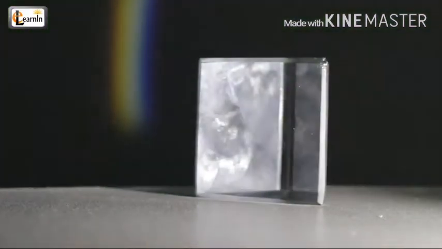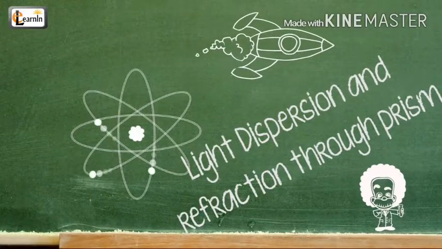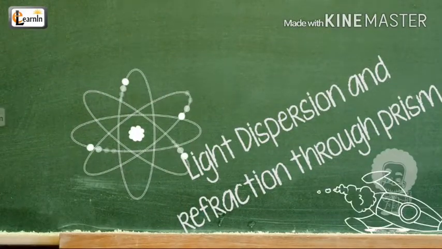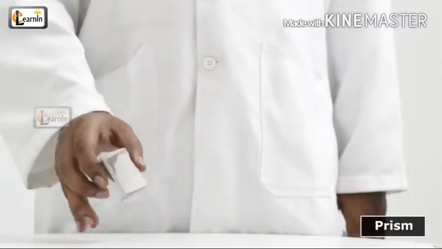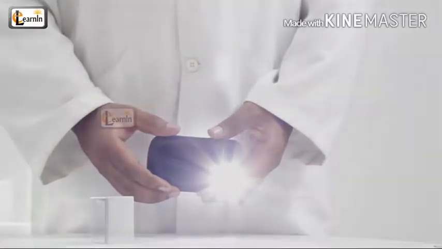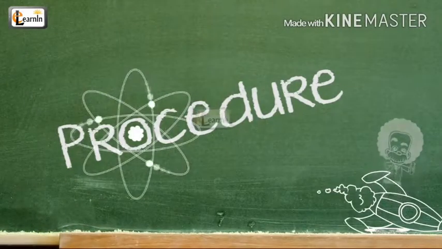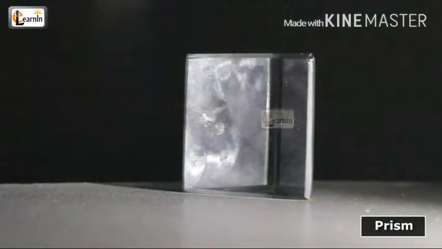Before we understand what refraction is, let us conduct this easy and cool experiment of extracting a rainbow from white light. For this experiment, you'll need a prism, white light, and a dark room where the refraction can clearly be seen. Procedure: take the prism and keep it on the table. Ensure that the room is considerably dark for the light to be obvious.